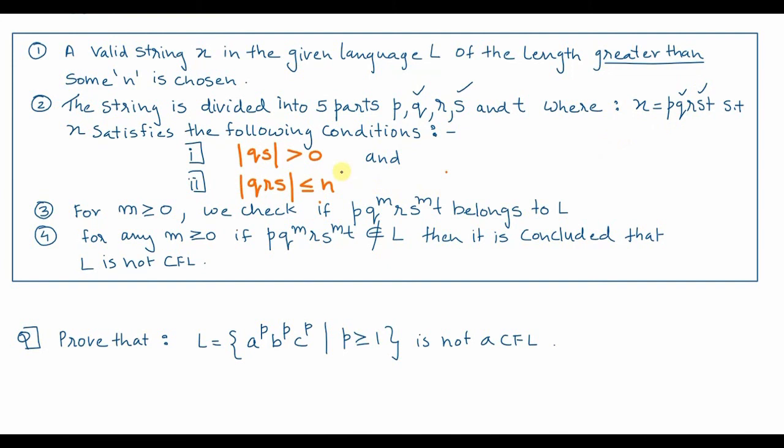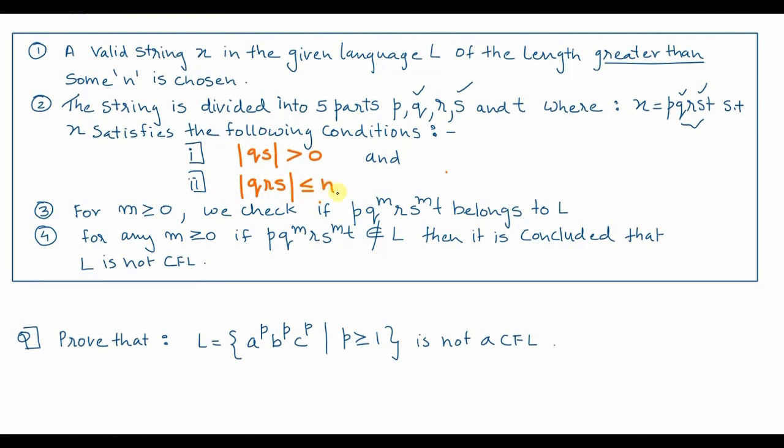When length is 0, the string is null. And the second thing is the together length of QRS. So when you consider Q, R and S, the together length of QRS should be less than or equal to n value that we have considered.